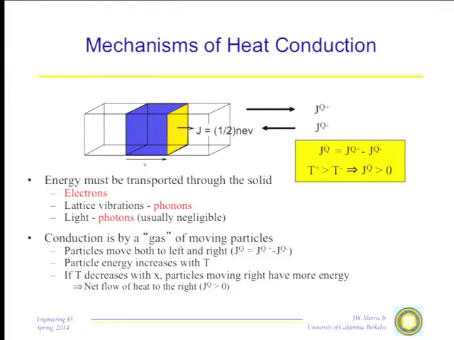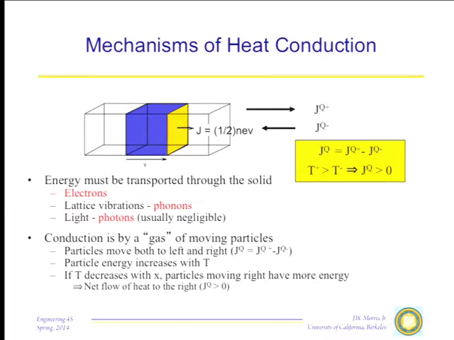Okay. The electrons and phonons we can kind of handle together, at least formally, because quantum mechanically they're particles. So let's just imagine conduction by a gas of moving particles. That's, for example, if you just have gas. Suppose we just have a gas of atoms, and we're conducting heat down the gas of atoms. That's a gas of moving particles. Well, our particles are going to move both to the left and to the right. Both sets of particles are going to carry energy with them. So our net flux is our flux to the right minus our flux to the left, JQ plus minus JQ minus. The particle energy increases with the temperature.